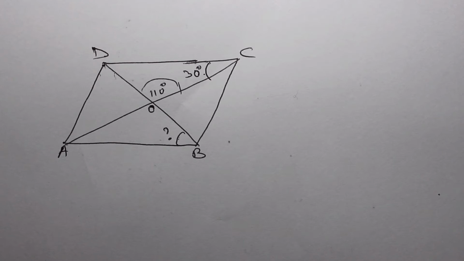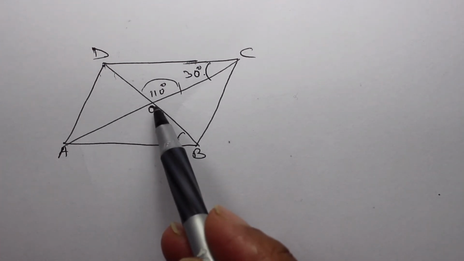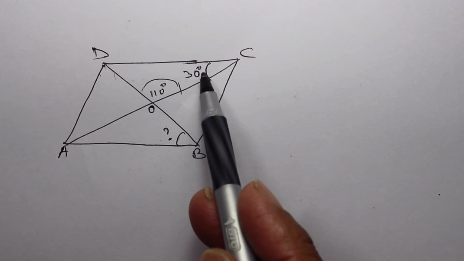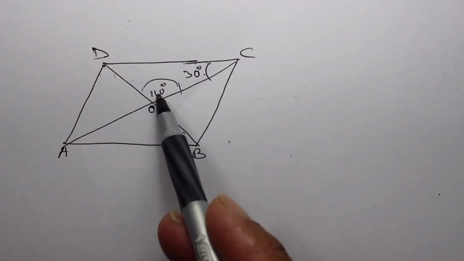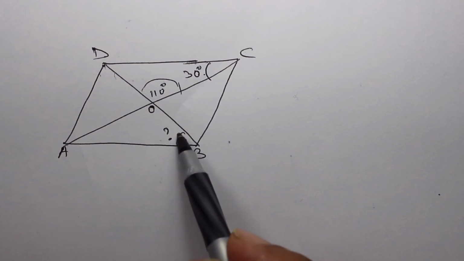So what is given in this parallelogram ABCD is that the diagonals meet at O. The angle ACD, this angle, is 30 degrees, and the angle COD, which is this angle, is 110 degrees. And we need to find out the angle ABO, this angle.